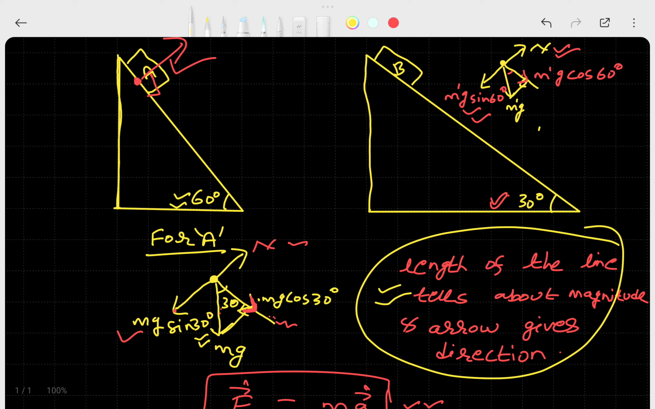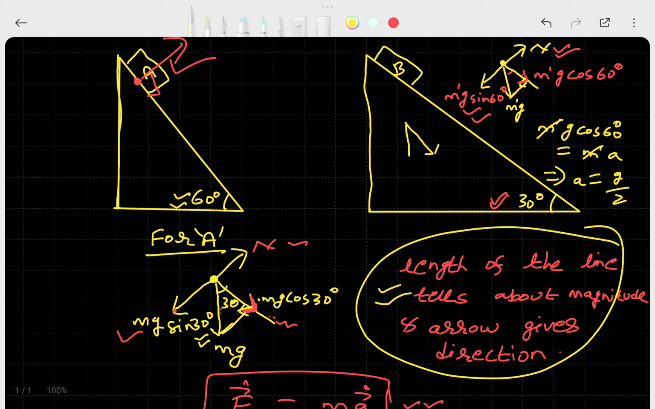So if I again apply Newton's second law, then M dash g cos 60 is the net force. M dash g cos 60 degree is equal to mass into acceleration, M dash a, which is down the plane. So what you will get, acceleration a down the plane for block B, you will get g cos 60 degree, that is equal to g by 2. So net acceleration down the plane is g by 2.